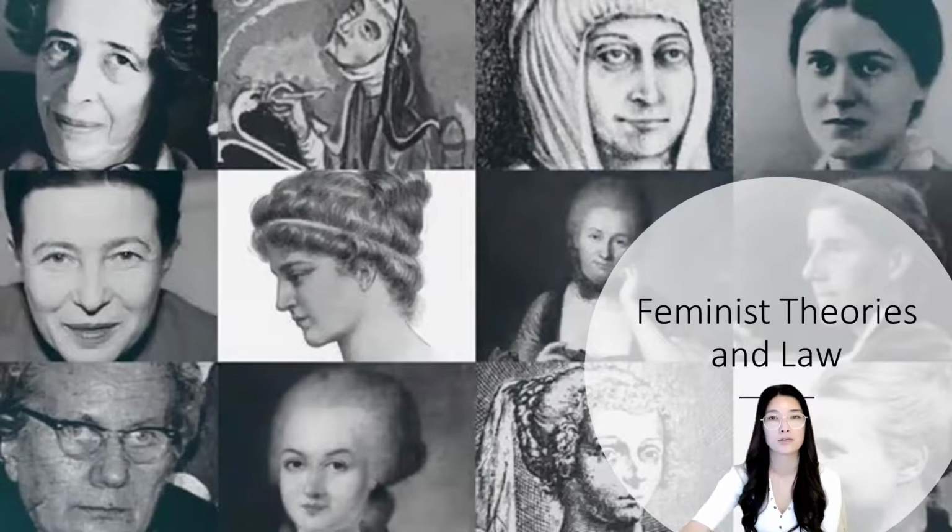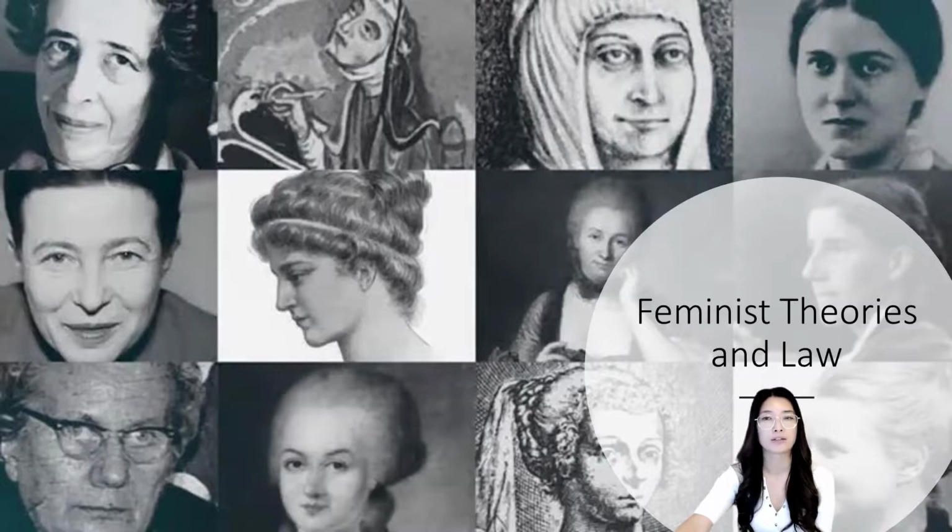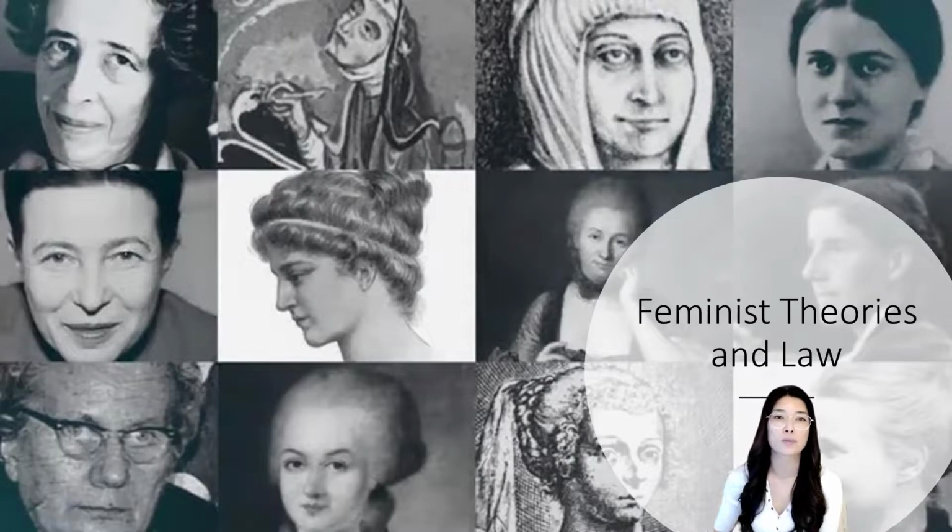MacKinnon, born in 1946, has strongly argued for this type of approach to equality. Also associated with this theory is the work of Andrea Dworkin, who was also born in 1946 and passed away in 2005. Catherine MacKinnon is an American feminist writer and professor of law. She propounded what she coined an anti-subordination approach to feminist theory.